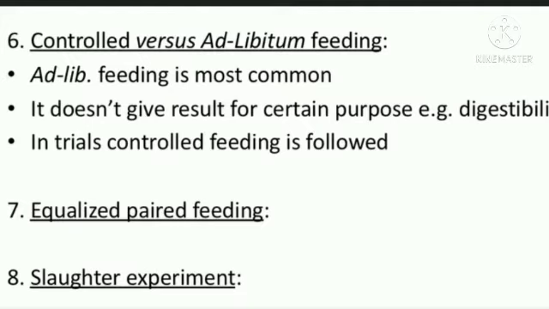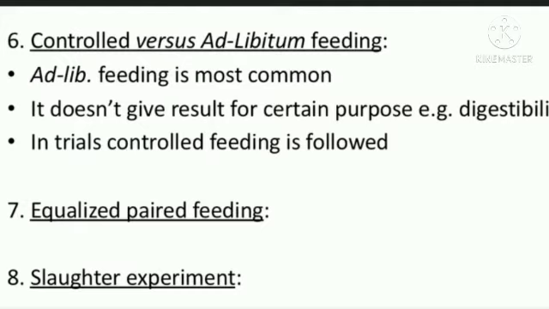Control versus ad-lib feeding. Ad-lib feeding is most common. Ad-lib feeding means जितना खा सकता है वो, ad libitum. It means as much as the animal can eat, it is ad-lib feeding.